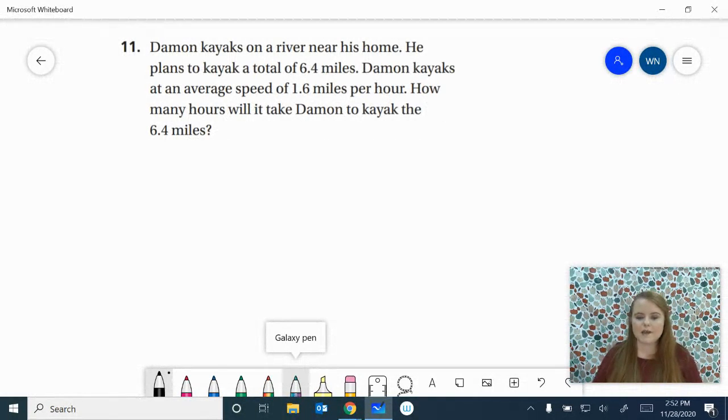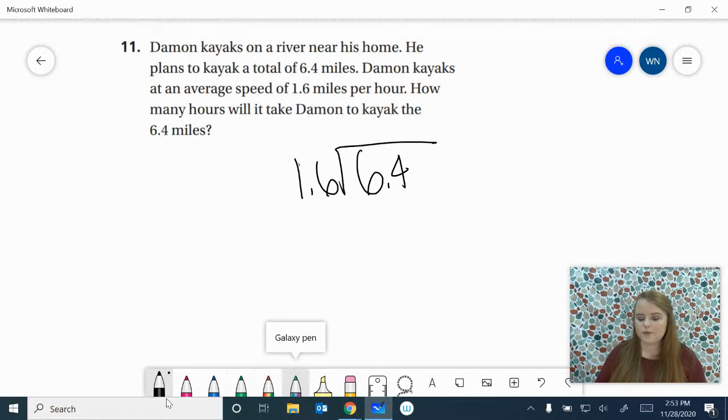Number 11, Damon kayaks on a river near his home. He plans to kayak a total of 6 4/10 of a mile. Damon kayaks at an average speed of 1.6 miles per hour. How many hours will it take him to kayak the 6 4/10 of a mile? Again, this sounds really weird to set up, but if we just think about it, he kayaks 6 4/10 of a mile divided by 1.6 miles per hour. That's really all it is. It seems a little weird, but when you break it down, it's pretty simple.